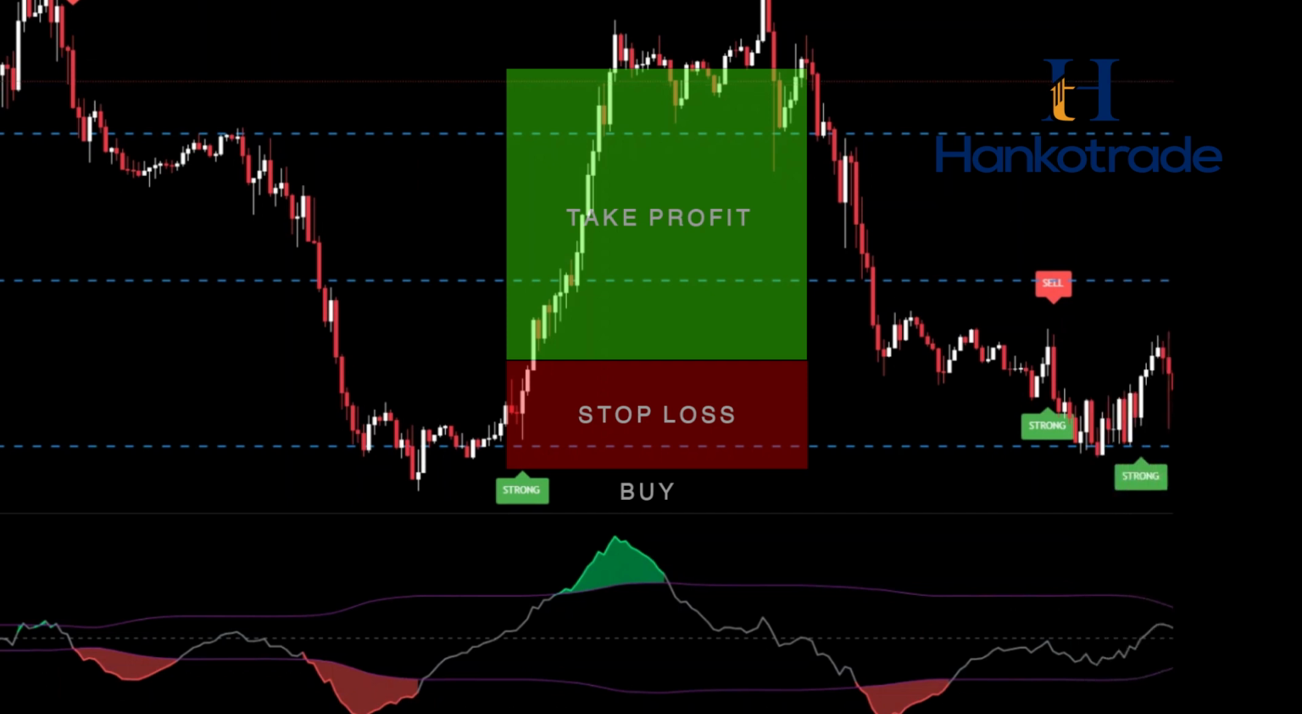To enter a long position in a support zone, consider the market trend, use technical analysis, employ risk management, and stay up to date with market news. Once you identify an entry point, monitor the market closely and adjust your position as necessary to minimize risk and maximize profits.